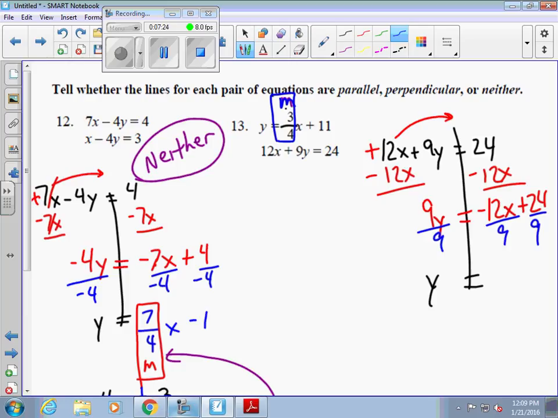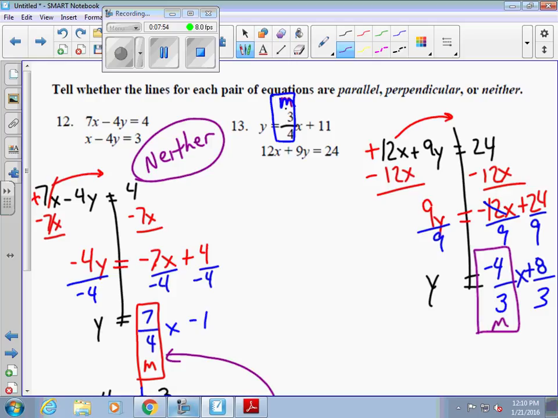Negative 12 divided by 9. The number 3 goes into both of those. It goes into negative 12 negative 4 times, and into 9 3 times. So negative 4 over 3x. 24 divided by 9. Again, the number 3 goes into both of these. It goes into 24 positive 8 times and into 9 3 times. We're not interested in the y-intercept, though. We're interested in the slope of that line. Its slope is negative 4 over 3.